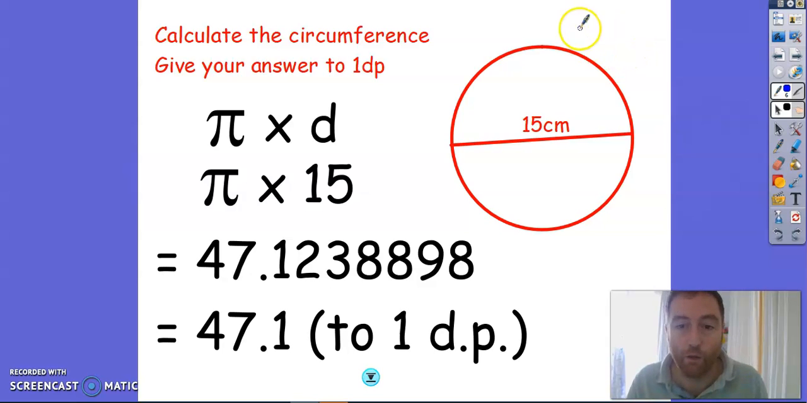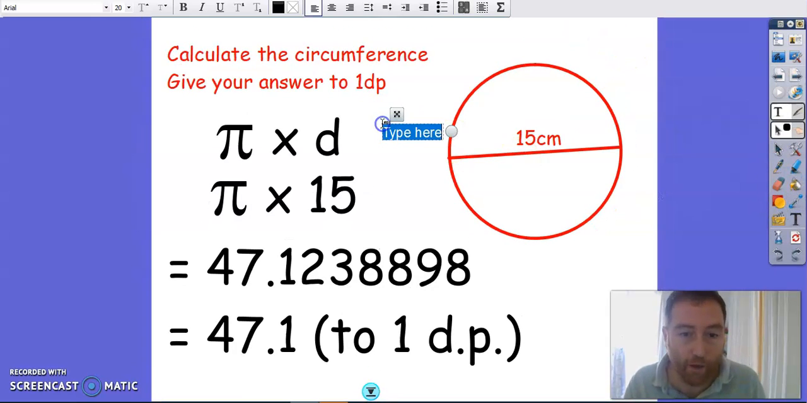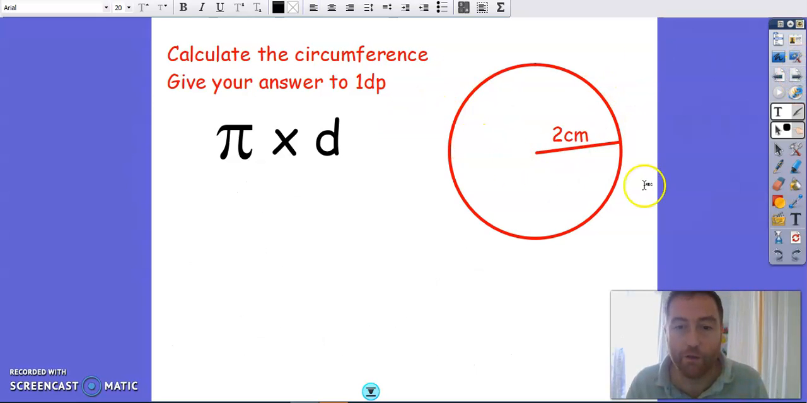Some people will use a formula which is pi times 2 times the radius, and that can be useful if you're given the radius, because I have to double the radius to get the diameter.